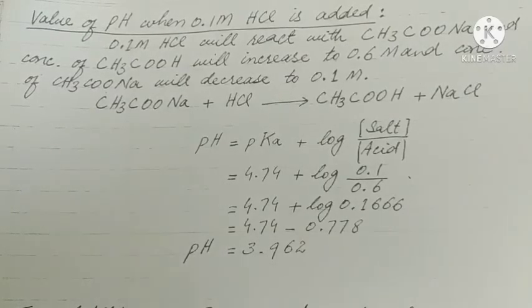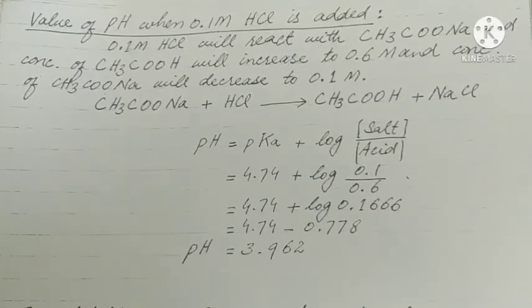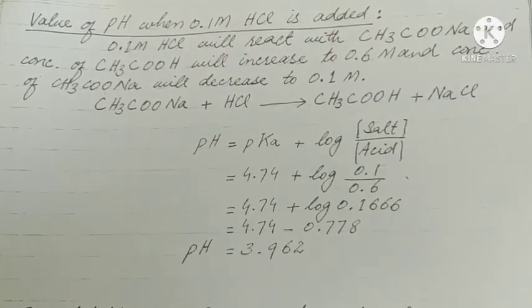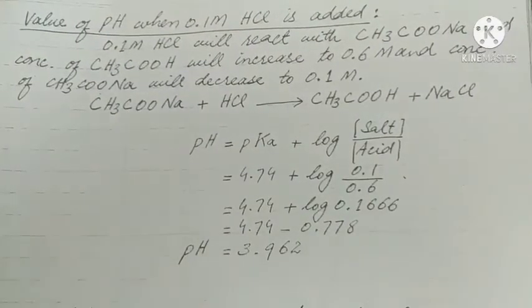4.74 plus log 0.1666, 4.74 minus 0.778, and the pH is 3.962.